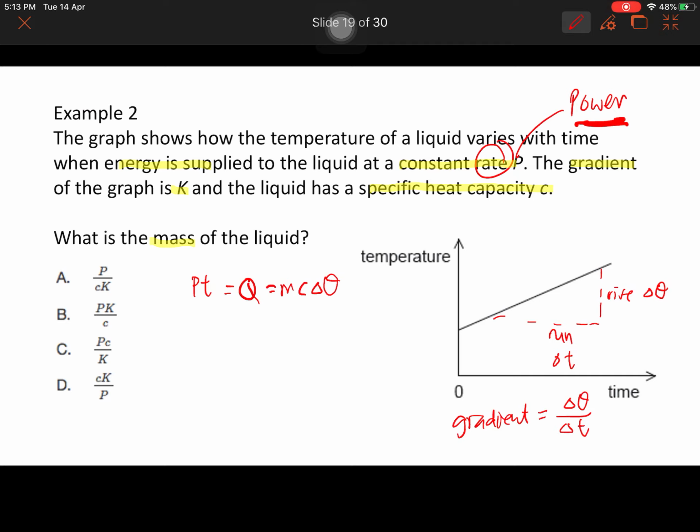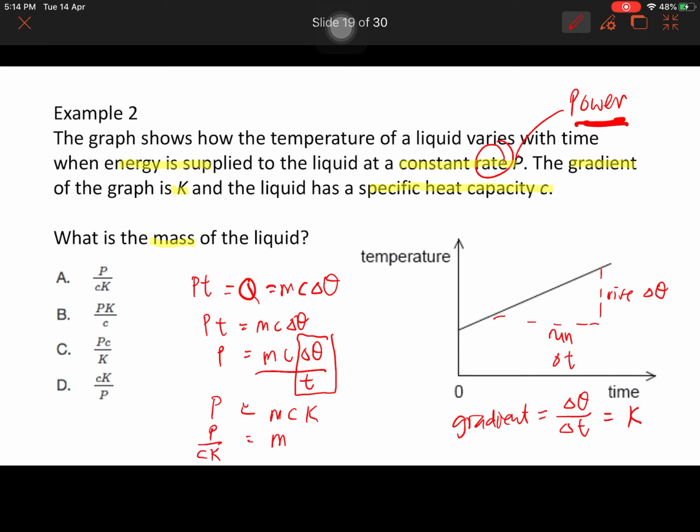So if I were to manipulate this equation here, PT equals MC delta theta. I bring the T over, I get MC delta theta over T. Notice that delta theta over T, what is this? This is our gradient. What's gradient equals to? K. Right? So you get MCK equals P. The question asks us for mass. So leaving mass on the left hand side, we have P over CK. So the answer is A.